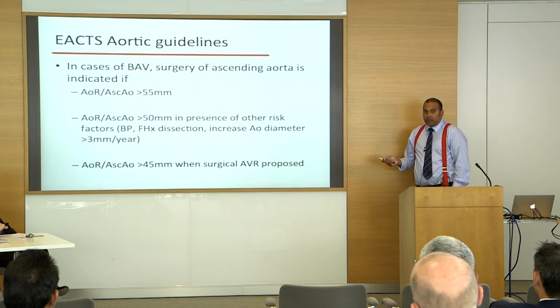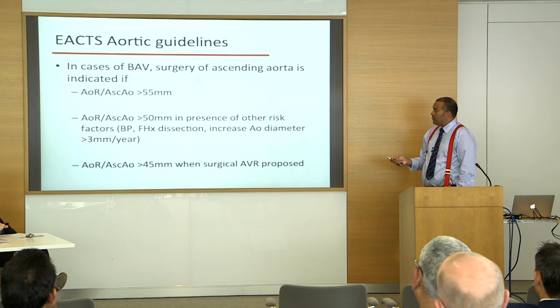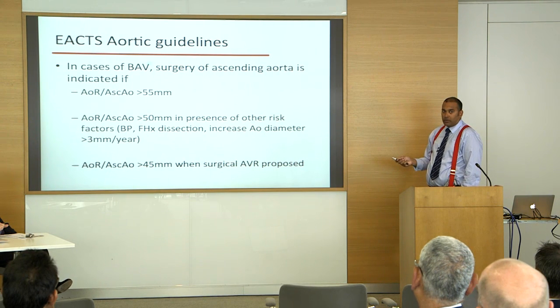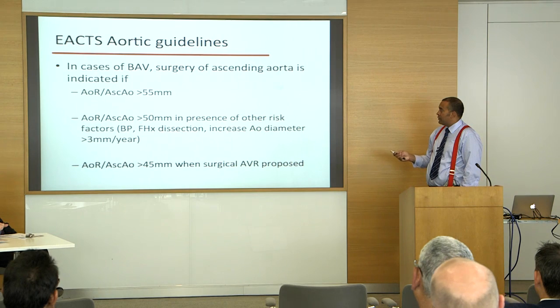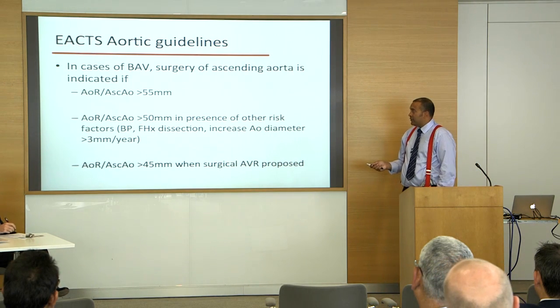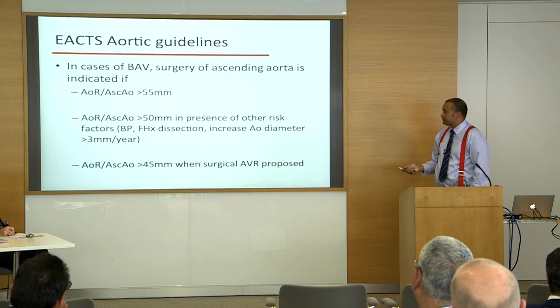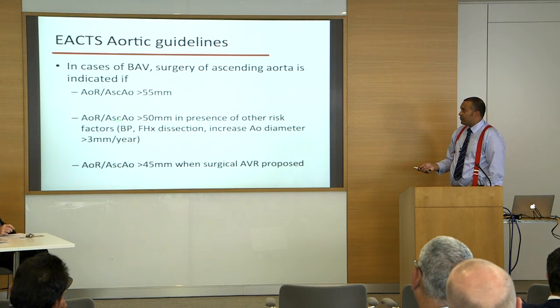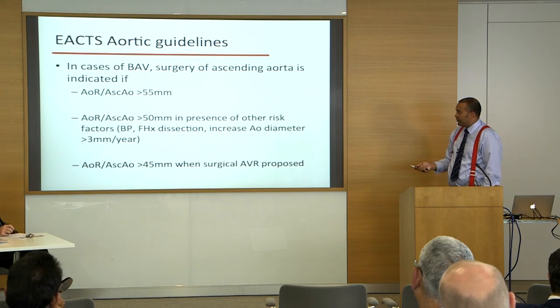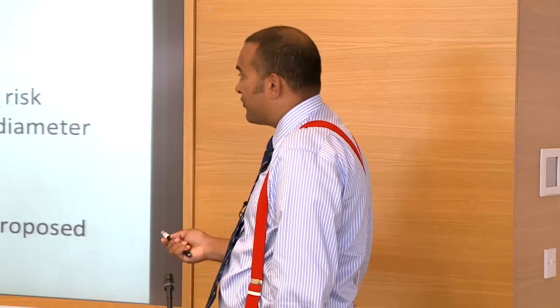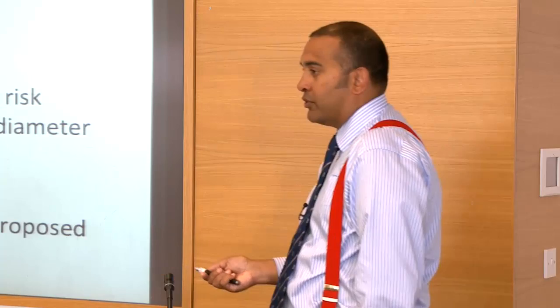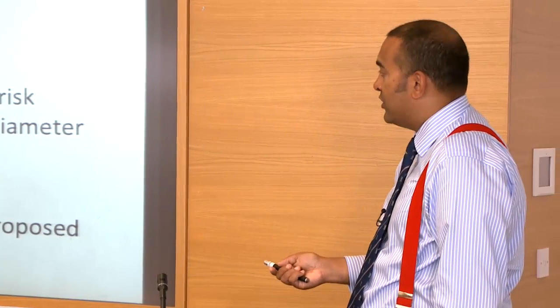So in cases of bicuspid aortic valve, when you're not dealing with the valve, surgery of the ascending aorta is indicated with the root or ascending aorta greater than 55 millimeters. With the aortic root or ascending aorta greater than 50 millimeters in the presence of other risk factors, then replacement of the ascending aorta or root is indicated.